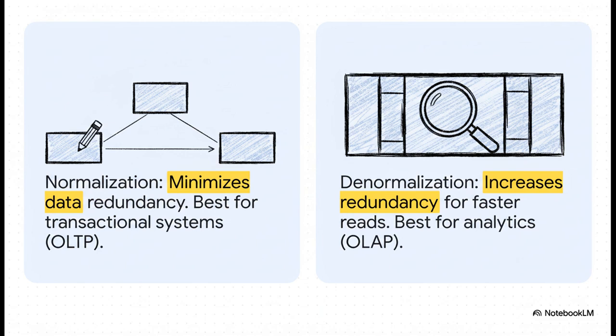Okay, now this one is all about trade-offs. There's no single right answer. Normalization is all about keeping your data clean, consistent, and with no repeats. It's perfect when you're writing data all the time, like in an app's backend database. But denormalization, you're actually duplicating data on purpose because it makes reading that data so much faster. And that's exactly what you want for analytics and reporting.